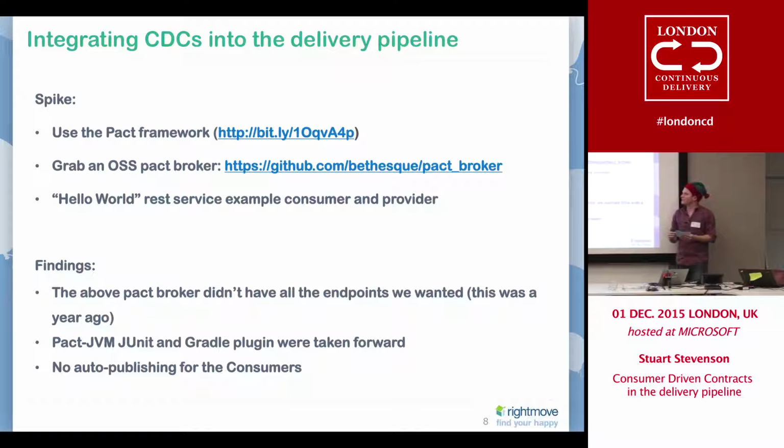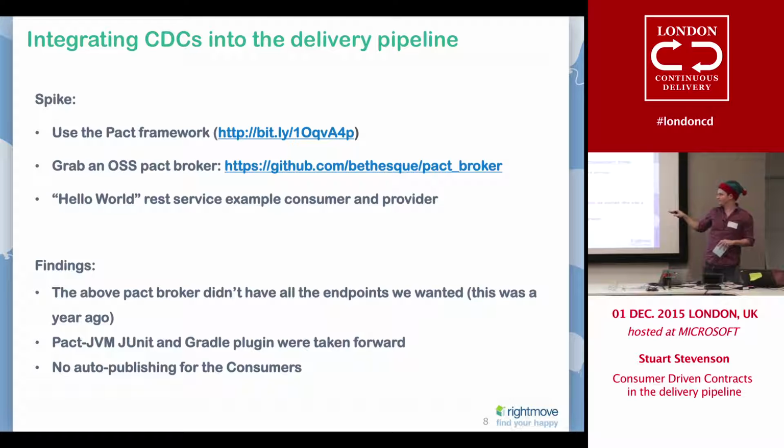So our first spike was we opted to use Pact. It seemed like a good option out there. There's an open source Pact Broker, a Ruby application. So we just spun up some basic services, tested it out in Jenkins. We were reasonably happy.